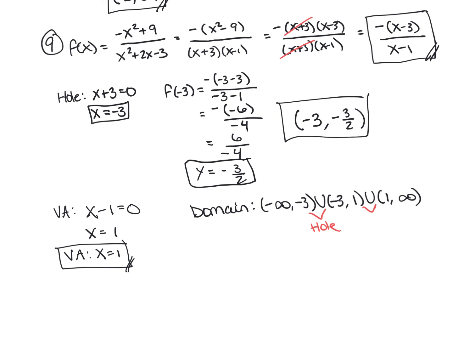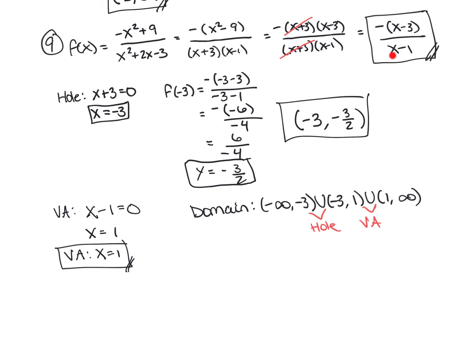I apologize. This other break is from the vertical asymptote. Now from here, we can find our horizontal asymptote by taking a look at the degree of the numerator and the degree of the denominator.